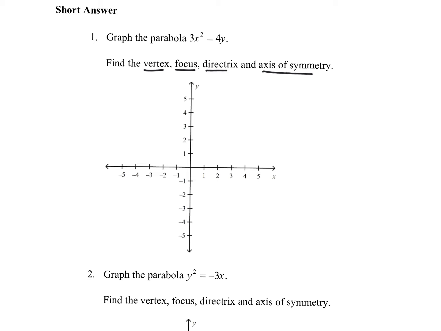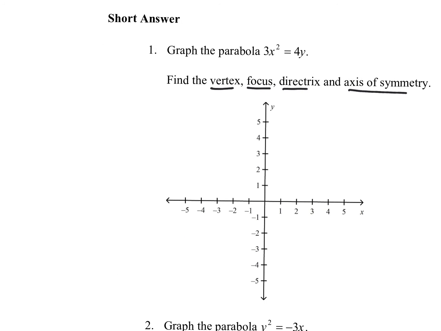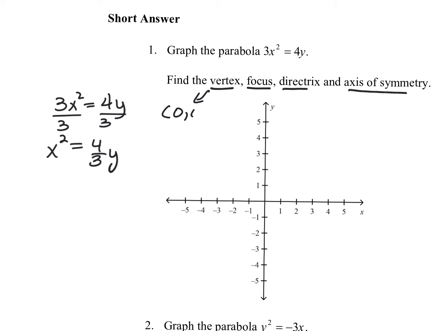Remember, your first step here is to isolate the squared term. So I need to take the 3x squared equals 4y, and I need to isolate x squared. So I'm going to divide both sides by 3, and then I get 4/3 y. Now, for this one, notice there's nothing being added or subtracted to the x squared or the y. So that tells me my vertex is at 0, 0.